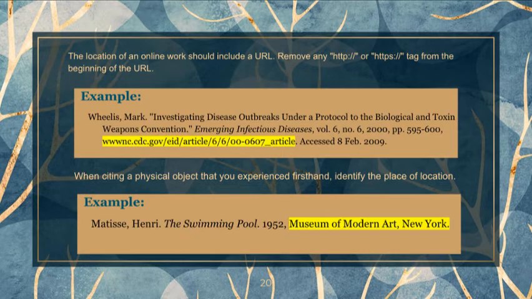Now, when you are referencing the location for a website, you will be including the URL, but you will remove the HTTP before the beginning of your URL. So as you can see in our example, we just have the www dot followed by the rest of the address. Then below, for our third example, when you are citing a physical object that you may have experienced firsthand, you can just identify the place of the actual location. So below, we are citing a piece of artwork from a particular museum.